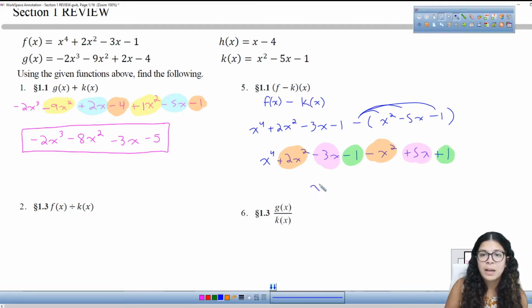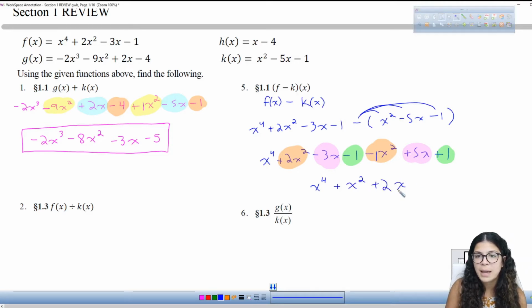So we end up with x to the power of 4. 2 minus 1 is positive 1, and that's x squared. Negative 3 plus 5 is positive 2, and that's x. And negative 1 plus 1 cancels. So this is our final answer.